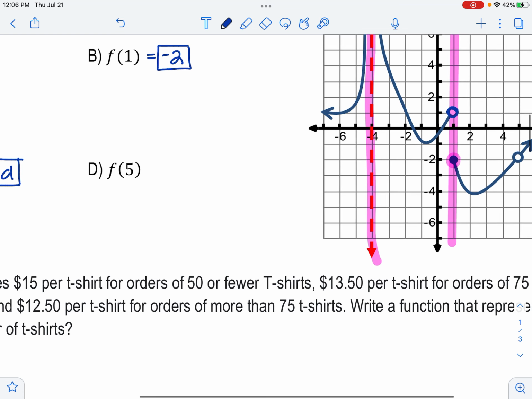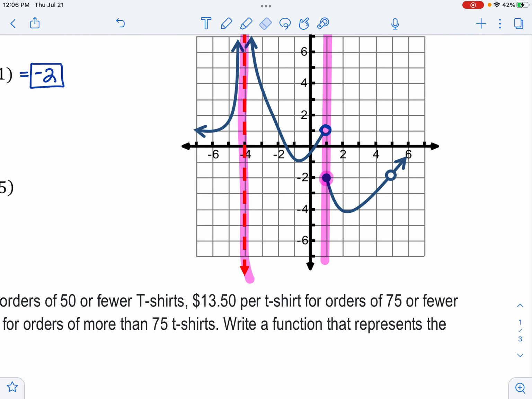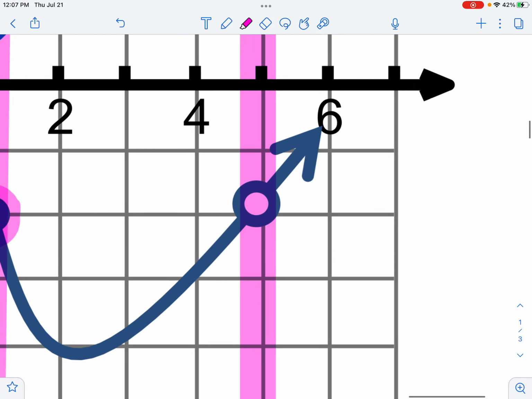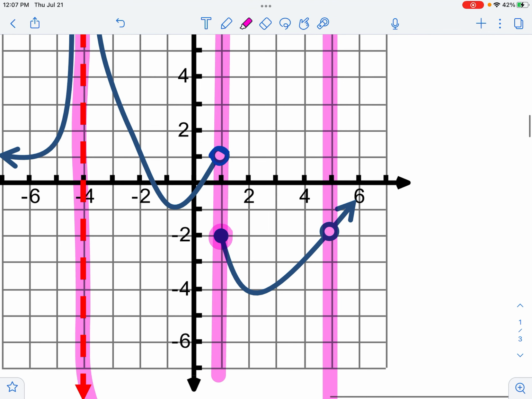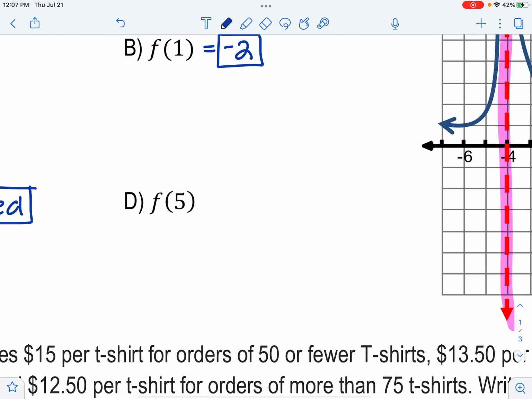All right, the last one, f of 5. When x is 5, what is y? So here is where x is 5. What is y? Once again, there are no y values. This right here is an open circle, an open point. It means there's nothing there, and there's no other points anywhere else. If there was a point right here, the answer would be 3. But there's no points anywhere else. So it is once again undefined.